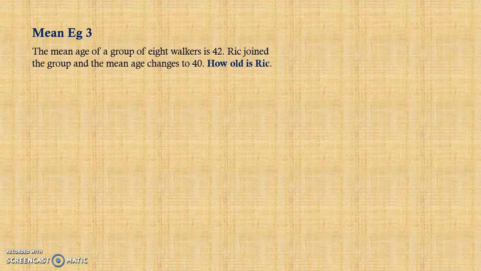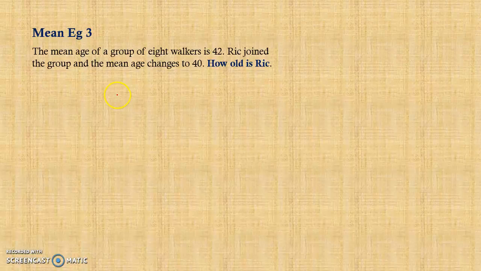Alright, so now we have a question which is slightly different. The mean age of a group of 8 walkers is 42. Rick joined the group and the mean age changes to 40. How old is Rick?